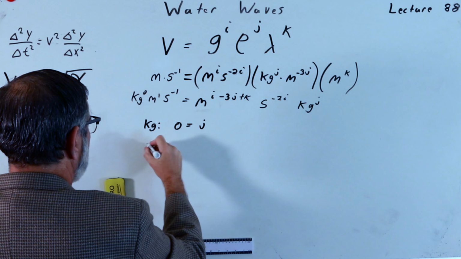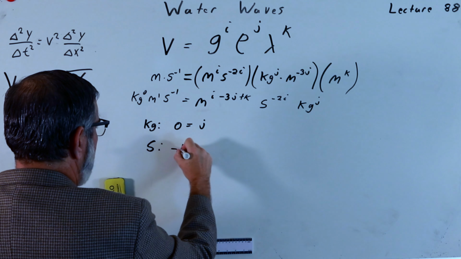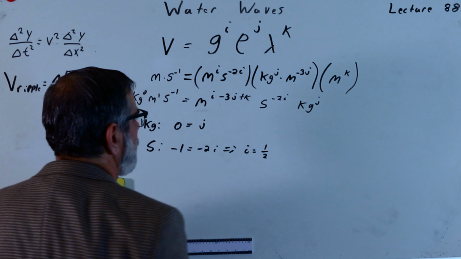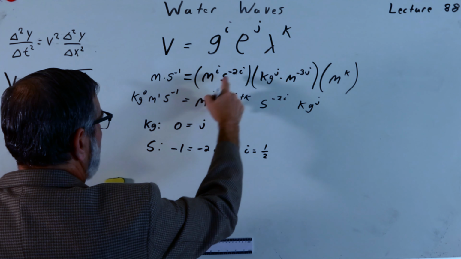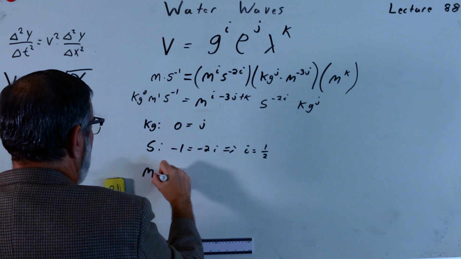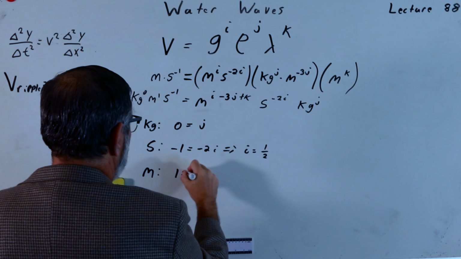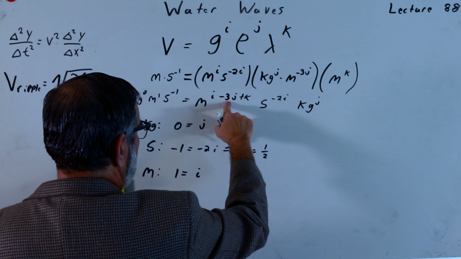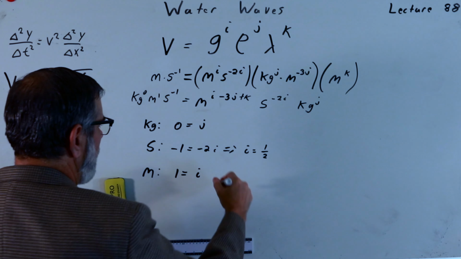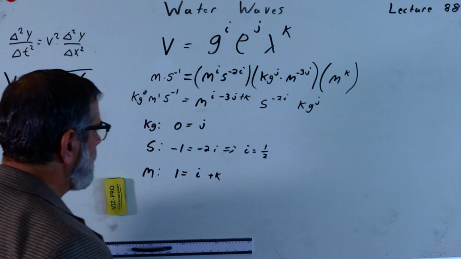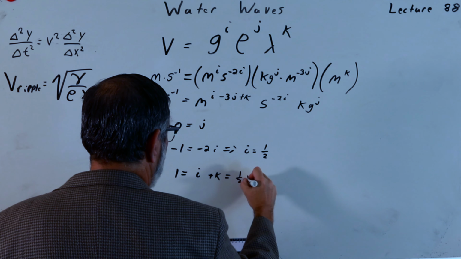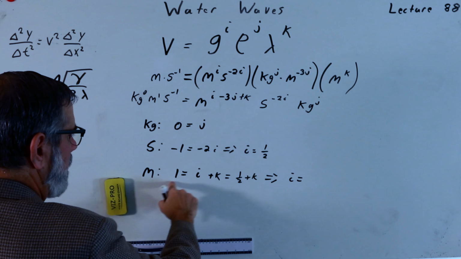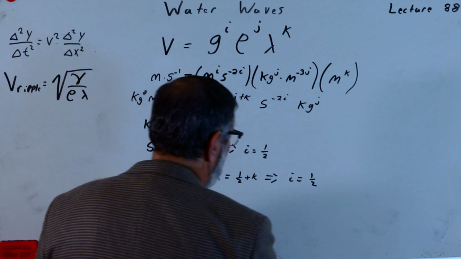Now we'll do seconds. It says the same thing it said before: minus 1 is equal to minus 2I, which implies that I is equal to 1/2. And finally, for meters, we'll get that 1 is equal to I minus 3J, but remember J is 0, so that's nothing, plus K. Well, we already know I, that's 1/2, so that's 1/2 plus K. So that means K is equal to 1 minus 1/2, well, that's 1/2, right? K is equal to 1/2.